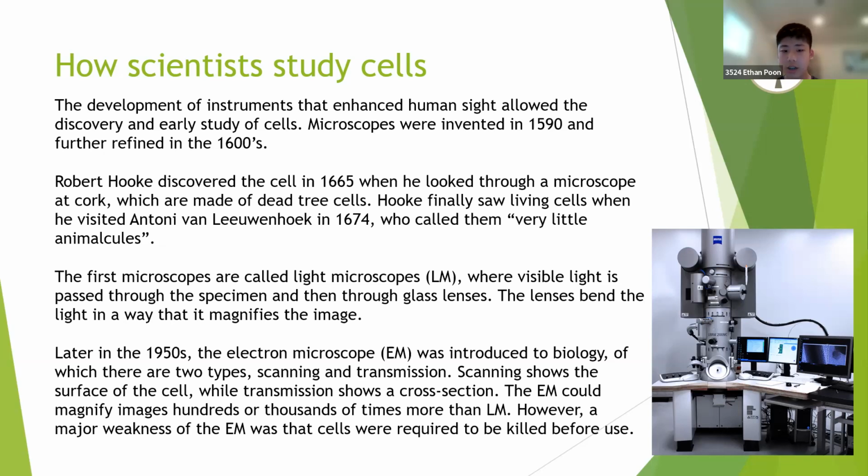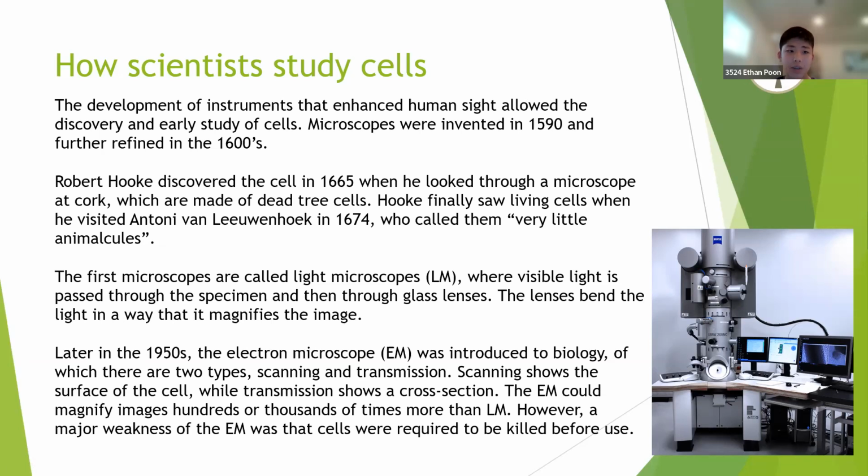And then later in the 1950s, the electron microscope, or EM, was introduced to biology, of which there are two types, scanning and transmission. Scanning shows the surface of the cell, while transmission shows a cross-section. The EM could magnify hundreds or thousands of times more than LM. However, a major weakness of the electron microscope was that cells were required to be killed before use.